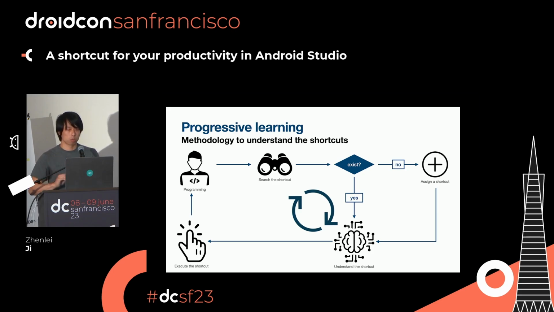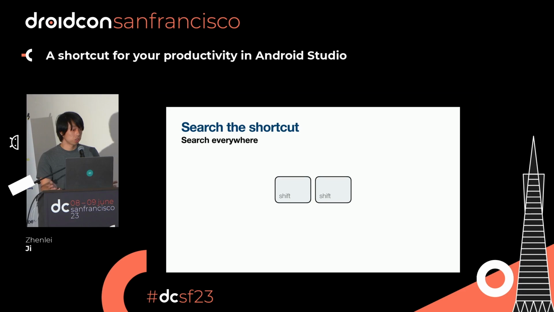So let's now go deep into each point here. The first one is to search for the shortcut. You can use search everywhere, shift shift, but I don't recommend this one because you look through all the files and classes. You just want to look for actions. So let's use shift command A.